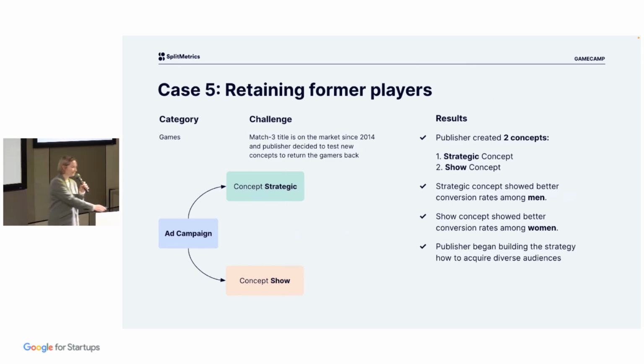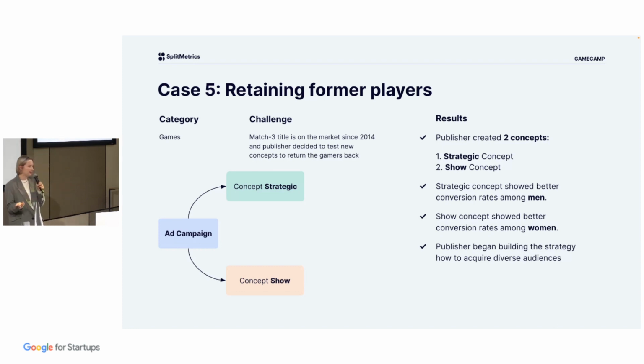And last but not least, I believe the topic of retaining former players is one of the most important for all publishers. In this specific case, a Match 3 title with more than 100 million downloads decided to test a new concept to bring the gamers back. Here, the company created different types of concepts. Actually, they were testing different art styles for the game. Let's call them the strategic and show concepts.